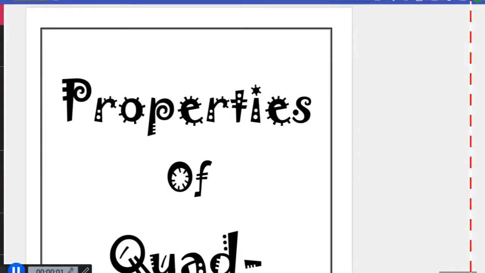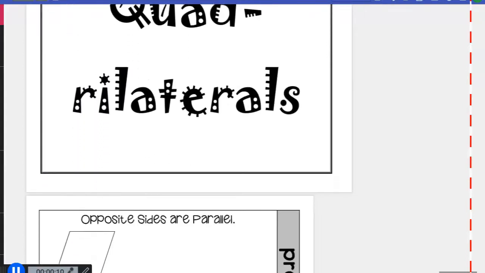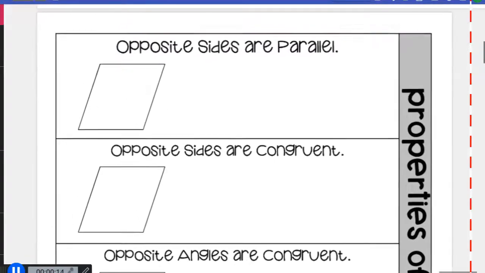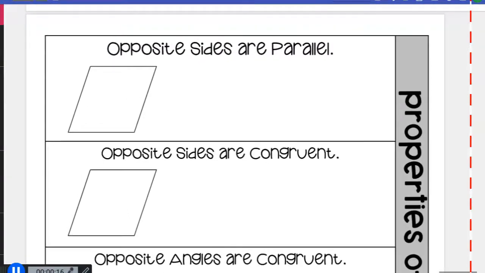All right, we're starting PG2 today. So we're working on properties of quadrilaterals. Normally this would be in a foldable, but we're going to do it in a digital, and it'll just go down and down and down. All right, so these are all properties of parallelograms.